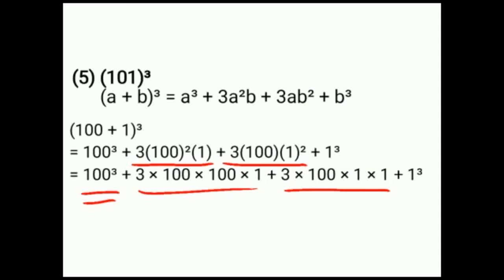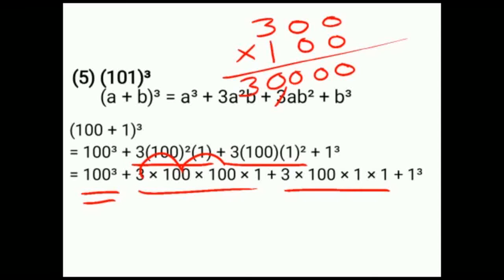Now we will solve this part. 3A square B. 3 into 100, 100 3s are 300. 300 into 100, I am getting 30,000. Why am I getting 30,000? How many zeros are there here? 4 zeros are there. So I wrote in the answer 4 zeros. Then finally I multiplied 3 ones are 3. This is the best and easiest way to multiply, just count the zeros.